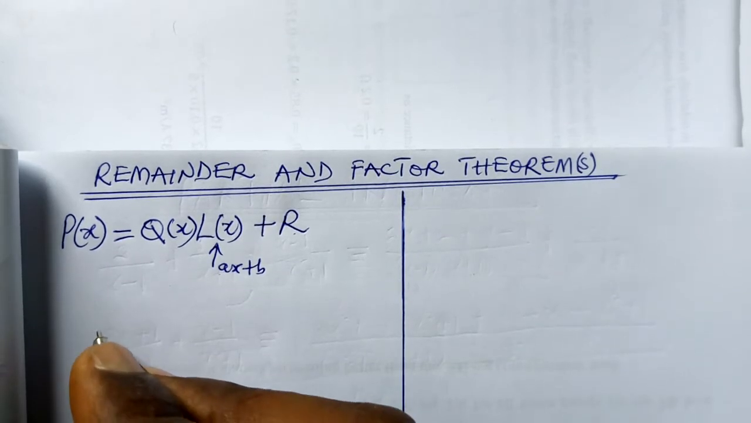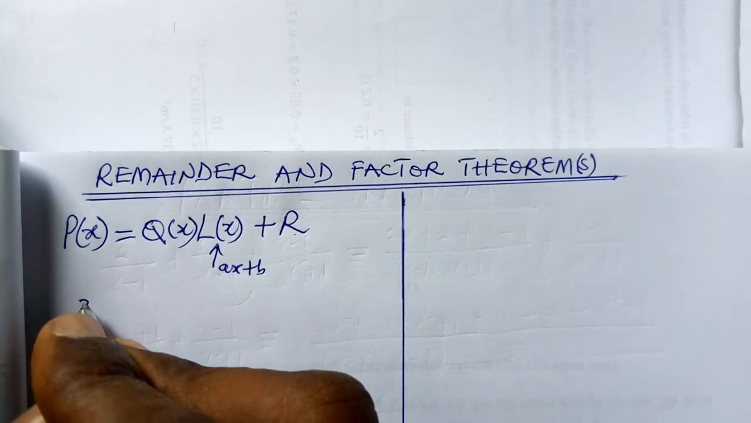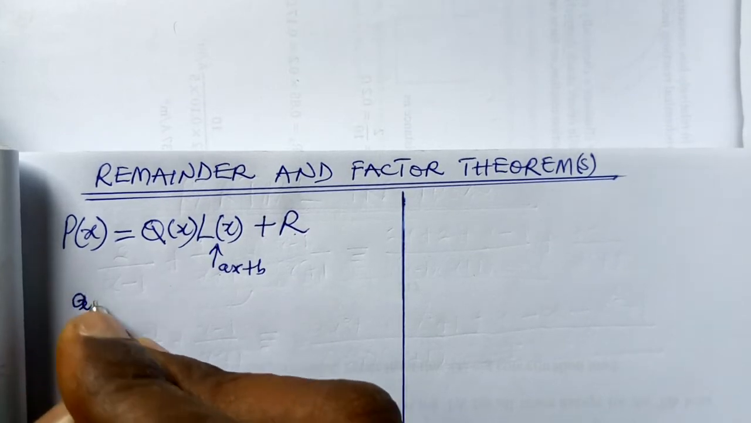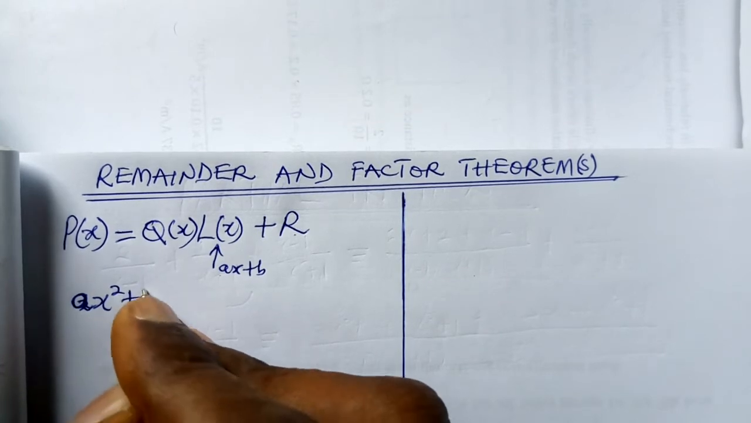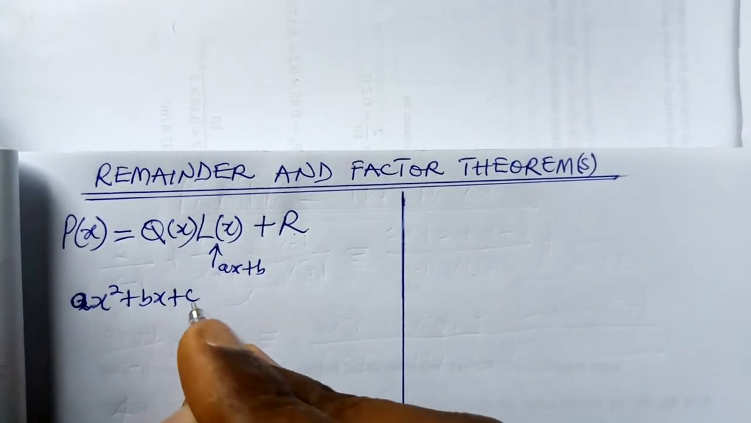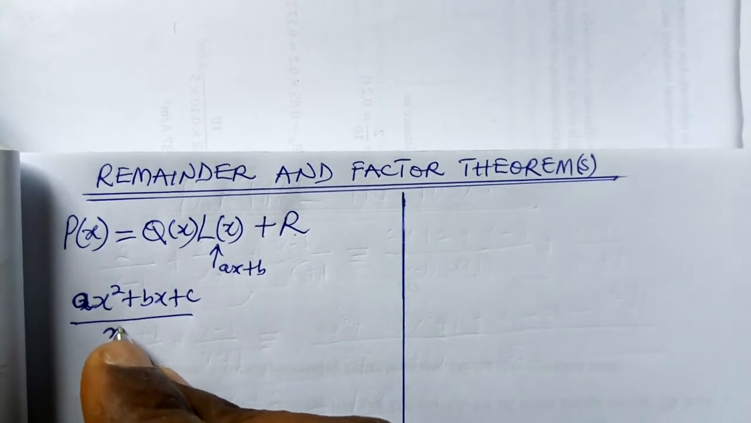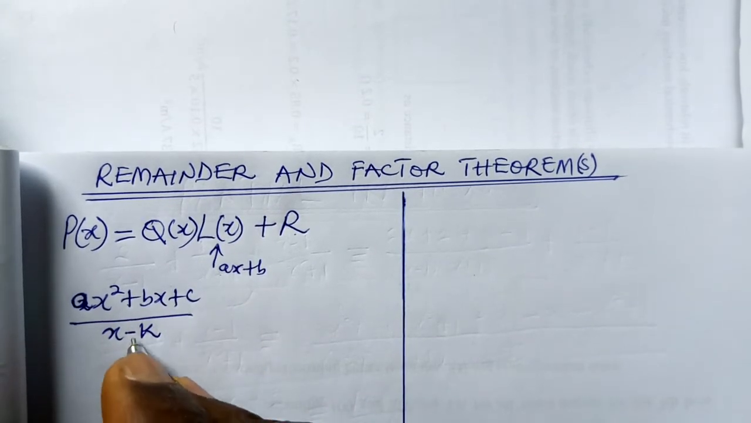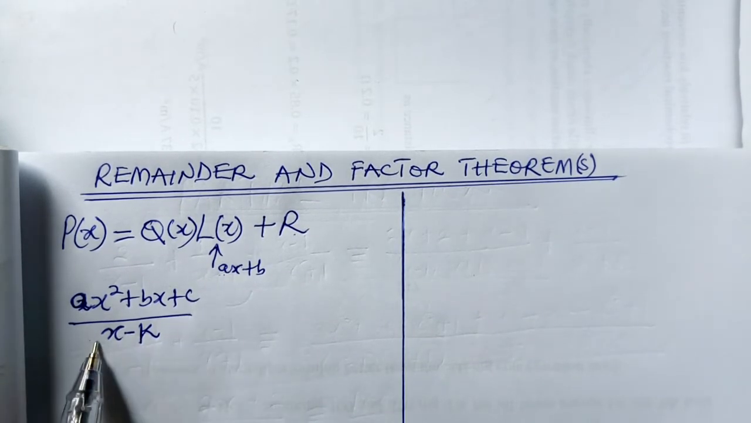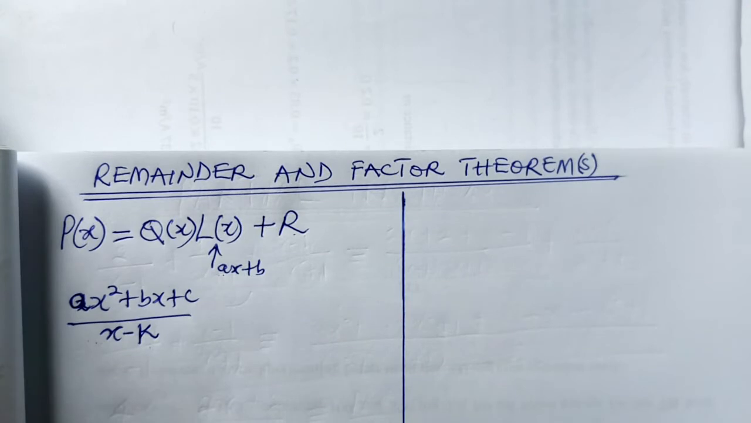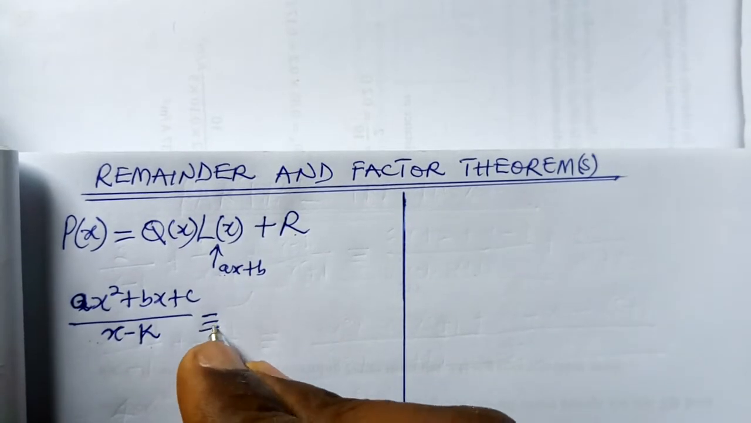So for instance, if we are to divide, let's say, ax squared plus bx plus c over x minus k. If we were to divide it, you see that here a is 1 and b is minus k. So if we were to divide it, we will just do it like this.